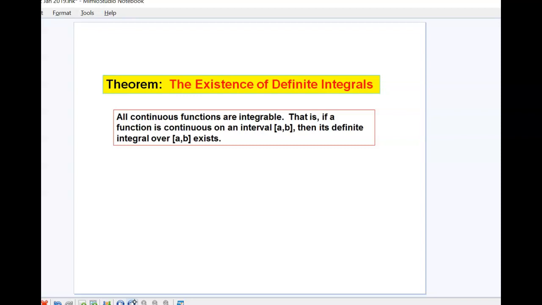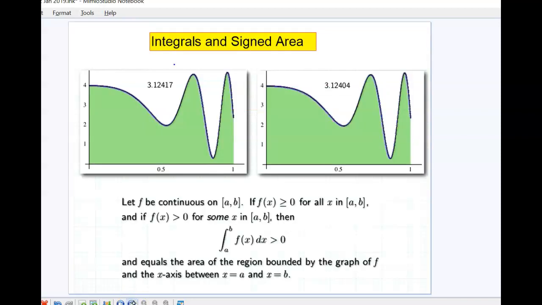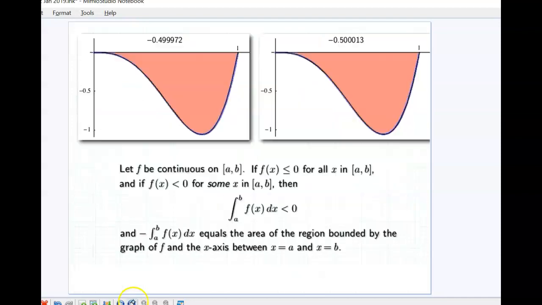The existence of definite integrals: all continuous functions are integrable. That is, if a function is continuous on an interval a to b, then its definite integral over a to b exists. Now, we talked about signed area. If we are going from, in this example, say from 0 to 1, notice that that area is all above the x-axis, and we would consider that to be positive area. Same thing in graph number 2. That area is all above the x-axis, so that is considered to be positive area. In the next couple of pictures, notice that all of the area between the graph and the x-axis is below the x-axis, so we would consider that negative area.